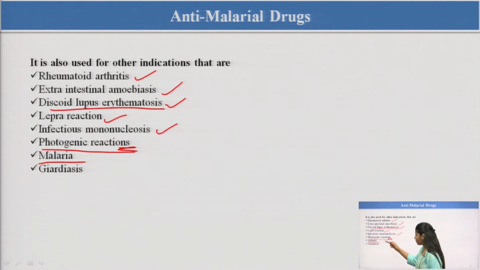Then malaria, of course, what we are reading here, and giardiasis, which is a condition caused by Giardia lamblia, and for that these drugs can be prescribed.